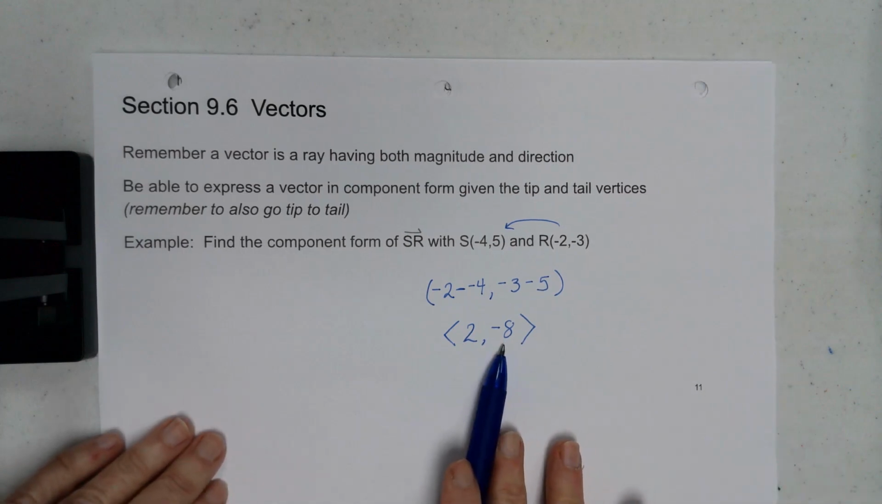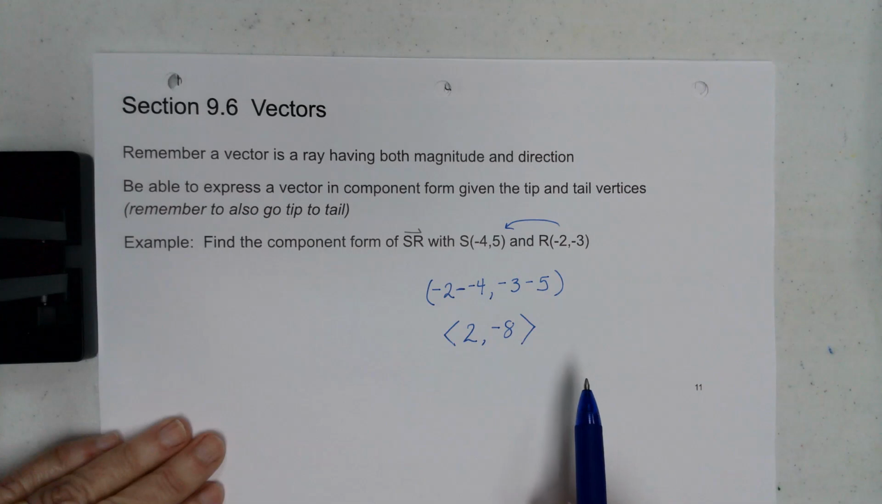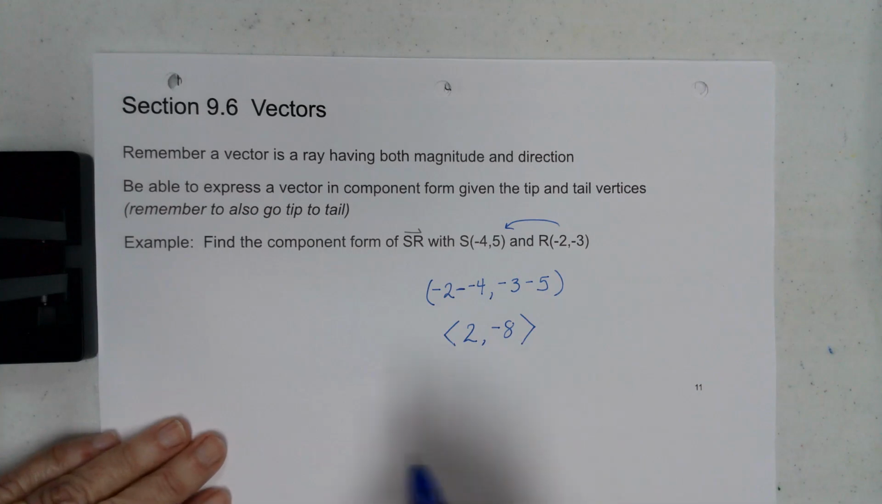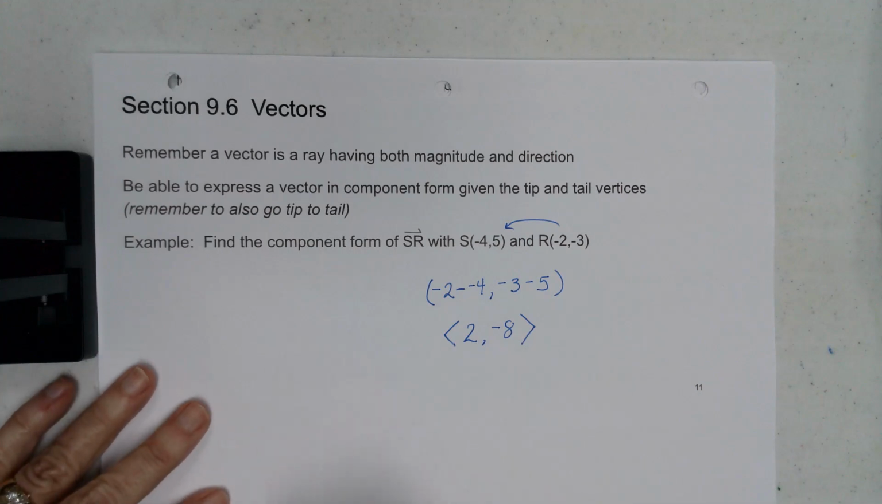Basically, it tells you, if it was in standard position, what that vector would look like. Remember, standard position means the tail of it is on the origin.